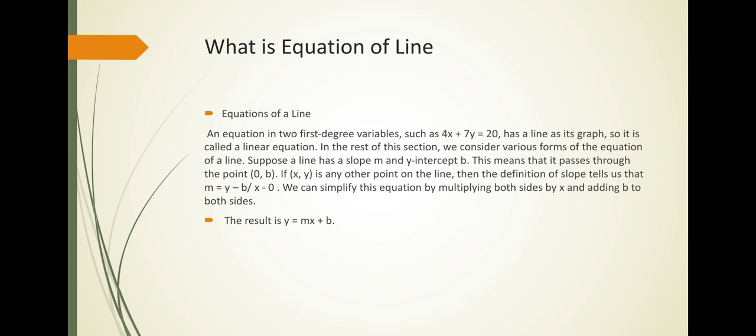In the rest of this section we consider various forms of the equation of a line. Suppose a line has slope m and y-intercept b. The y-intercept can also be c. This means that it passes through the point (0, b). If (x, y) is any point on the line, then the definition of slope tells us that m equals (y minus b) over (x minus 0). And simply we can write the equation of the line as y equals mx plus b. m is the slope, x is the value of x, and y is the value of y on the line, and b is the y-intercept.